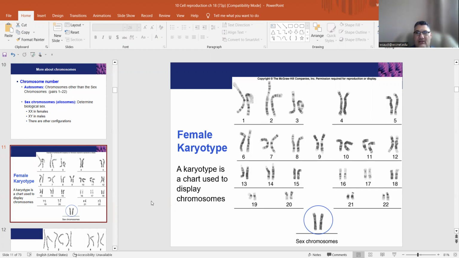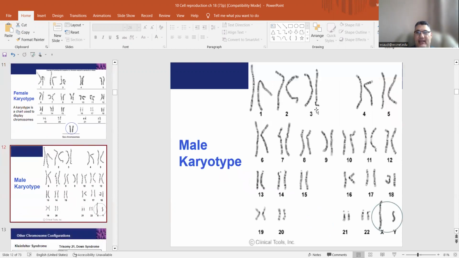So number 23 is not an autosome. It is a sex chromosome. It is an allosome. It's different from male to female. Here is a male. Look at this. Number 23. From 1 to 22 is not different. Males and females, it doesn't matter. It's almost the same thing.